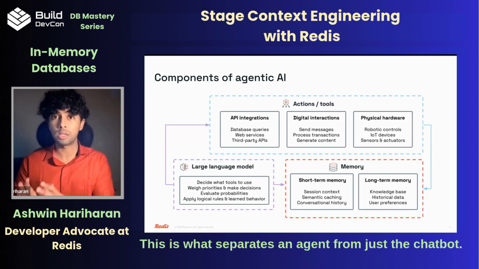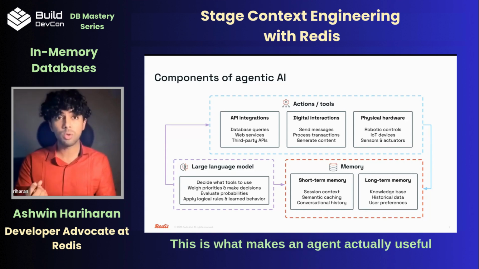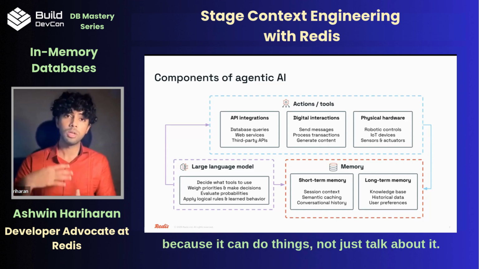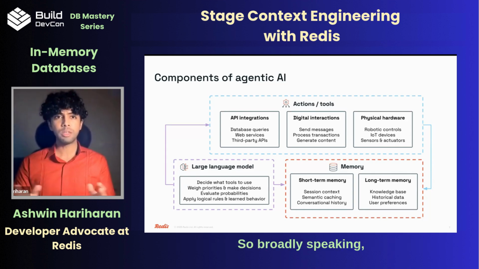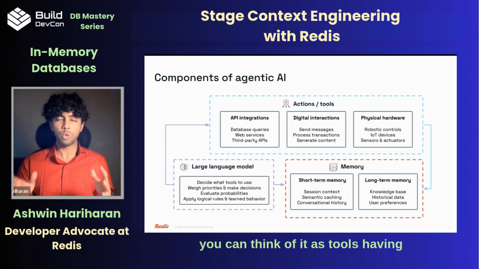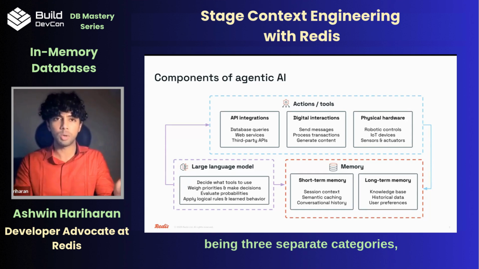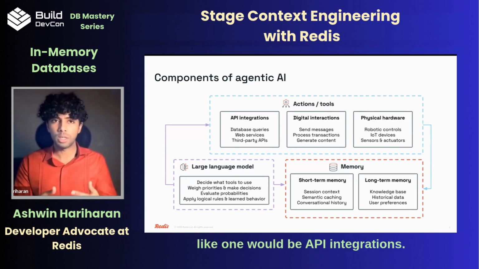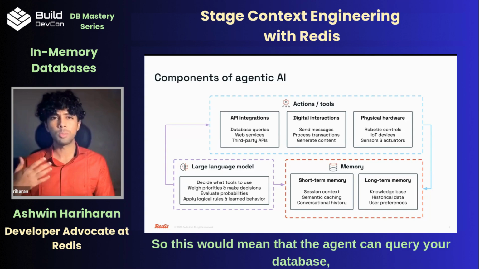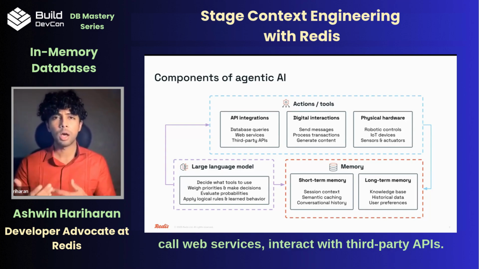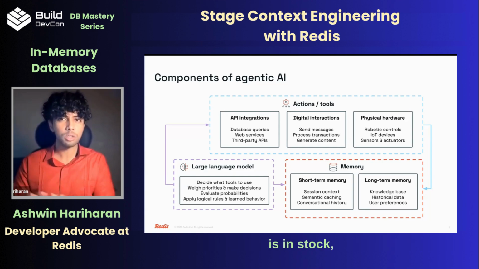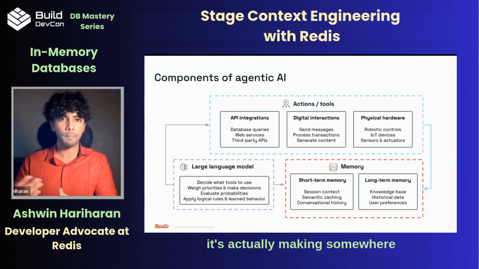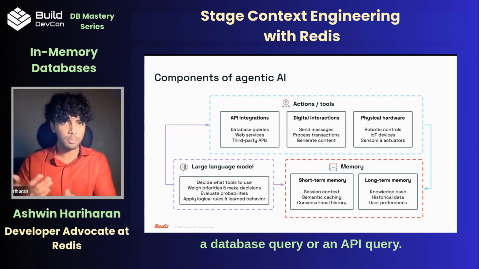This is what separates an agent from just a chatbot. This is what makes an agent actually useful because it can do things, not just talk about it. So broadly speaking, you can think of tools as three separate categories. One would be API integrations. This would mean that the agent can query your database, call web services, interact with third-party APIs. So when you ask an agent to check if a product is in stock, it's actually making a database query or an API query.